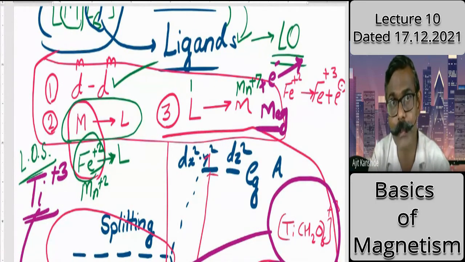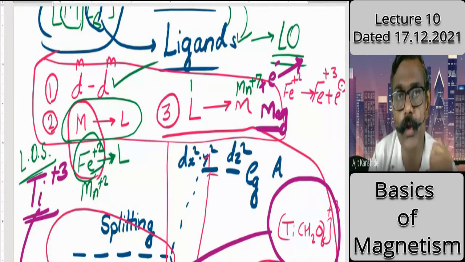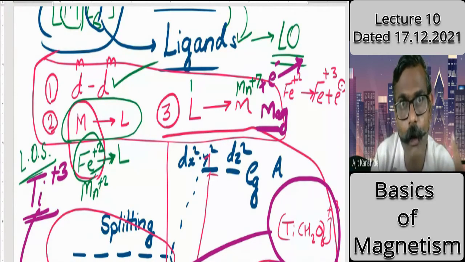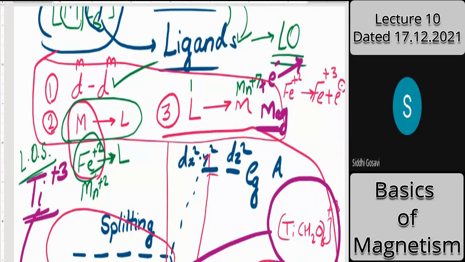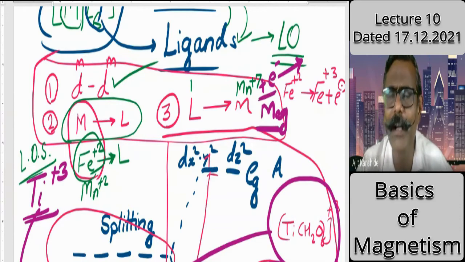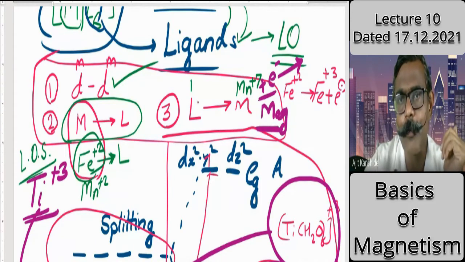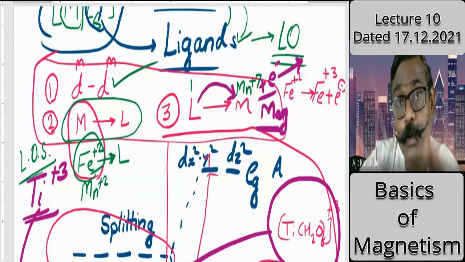Now my question is, Mn plus 7 oxidation state can decrease. So if it is going to decrease, it will take electron or give electron? Take electron. Yes, it will take 1 electron, 2 electrons. So reduction. So from whom can it take electron? It can take electron from the ligand. Electron can come from ligand to metal. So that is also a transition.